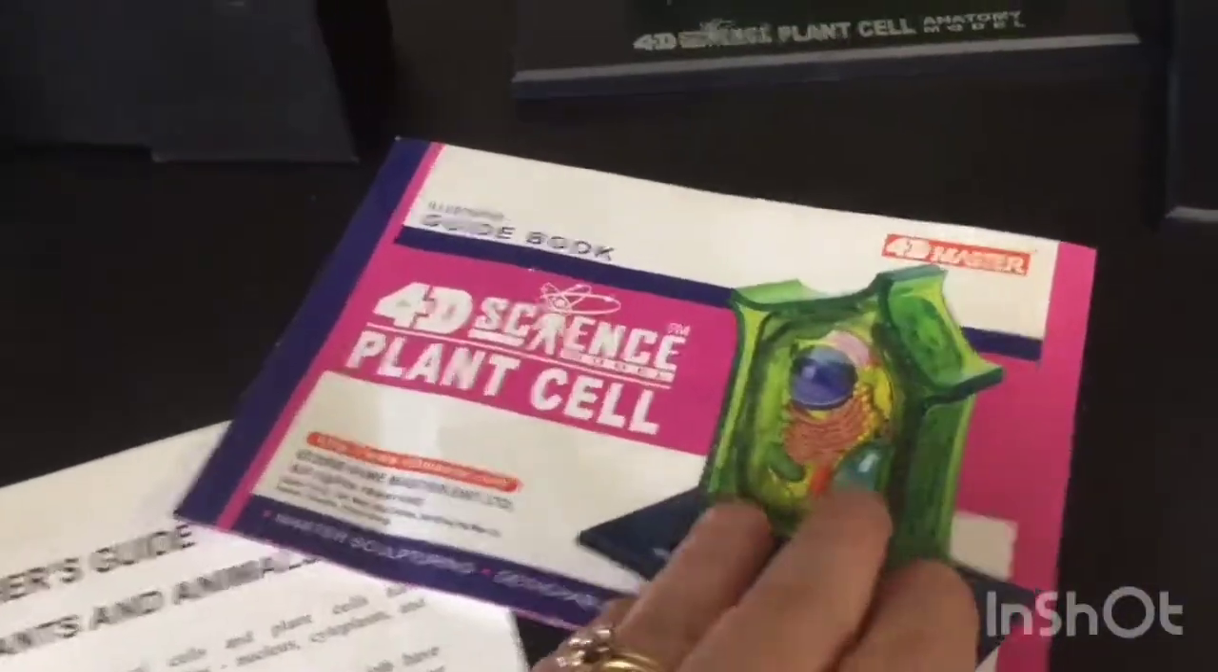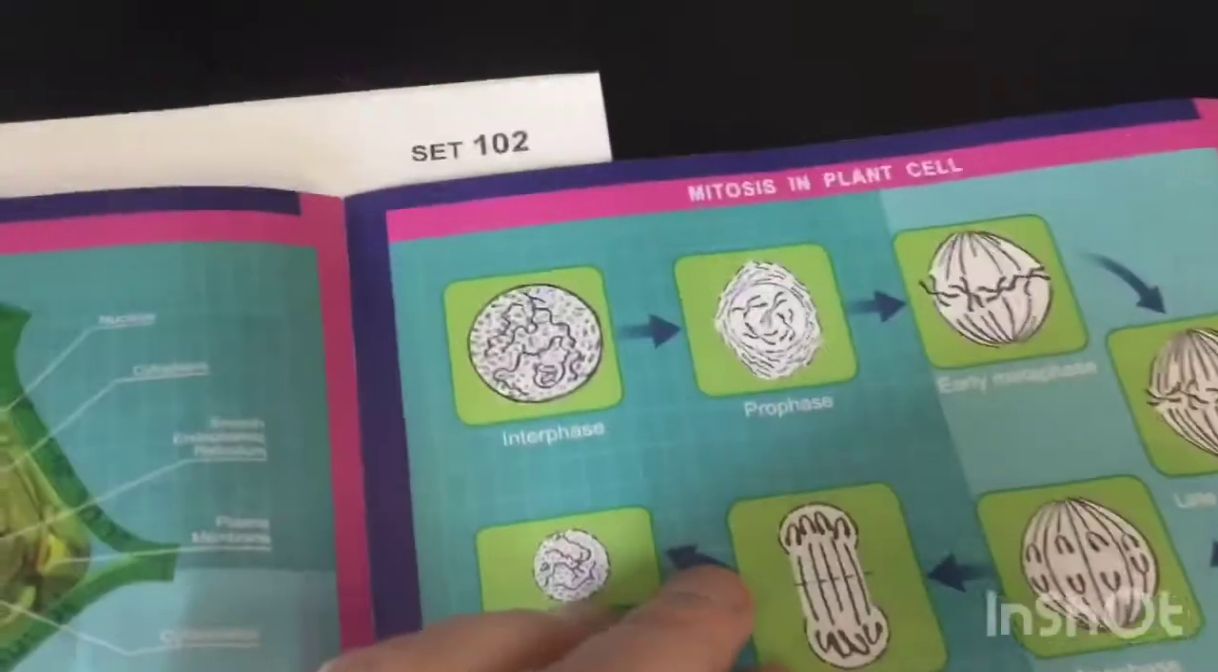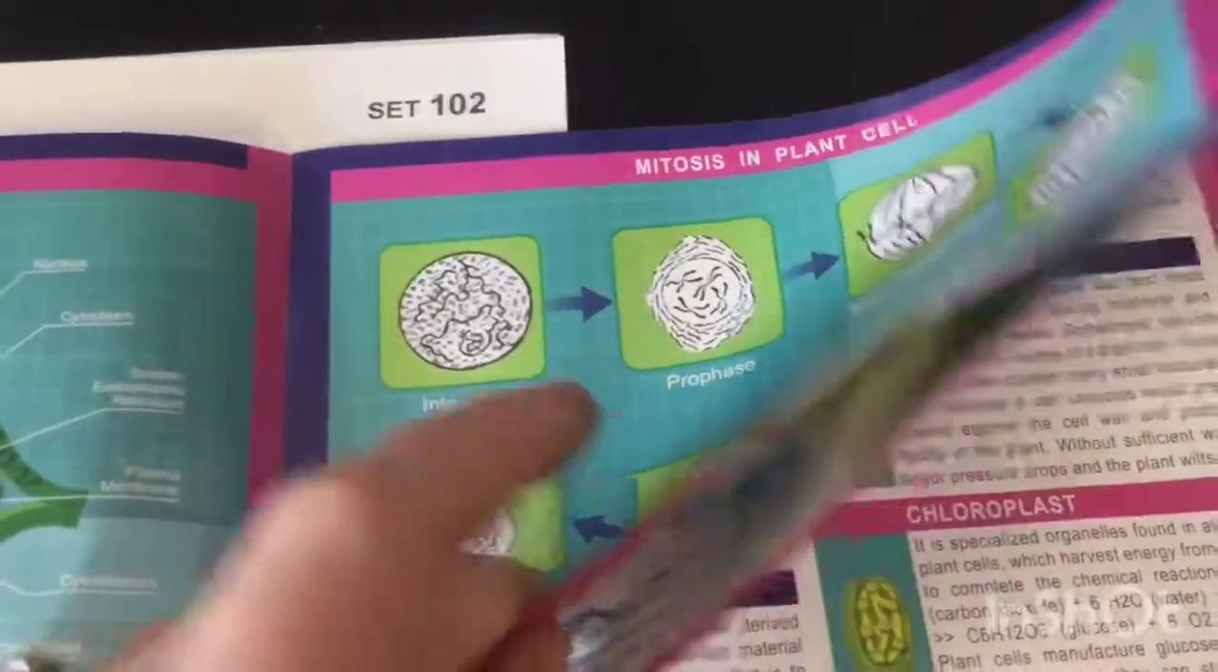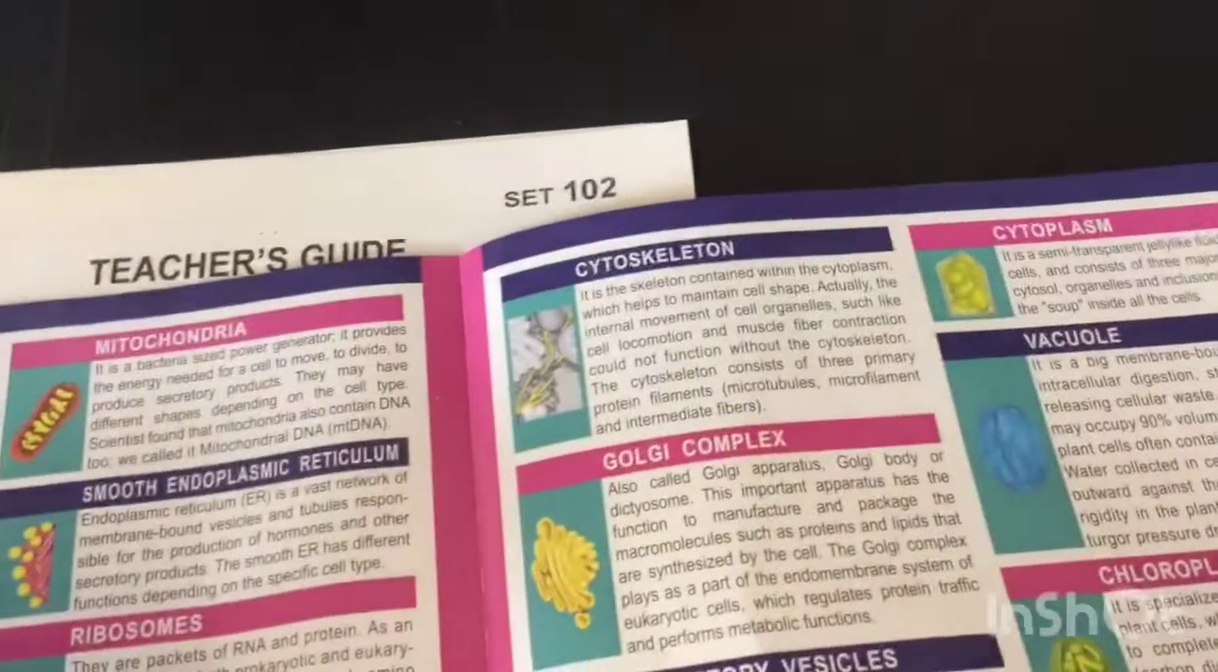And we also have some great booklets that come with them, little guidebooks. There's one for the plant cells. As you can see, it reminds the students what all the different parts are, how they're labeled. This particular one talks about mitosis in the plant cell, and then it has a little description of each part within the cell and its function. So it's a really, really handy resource.